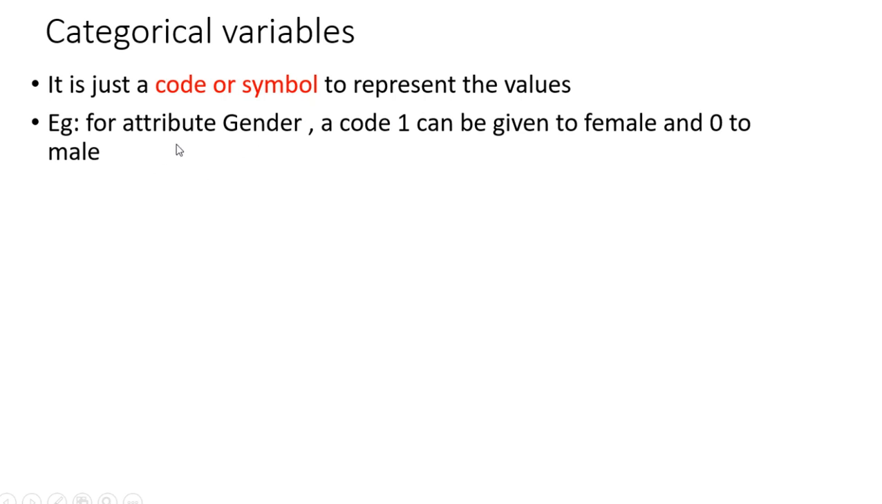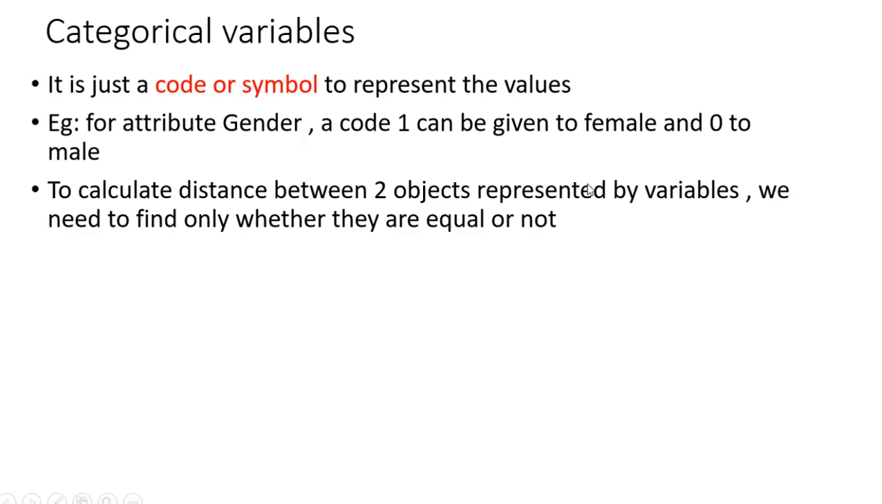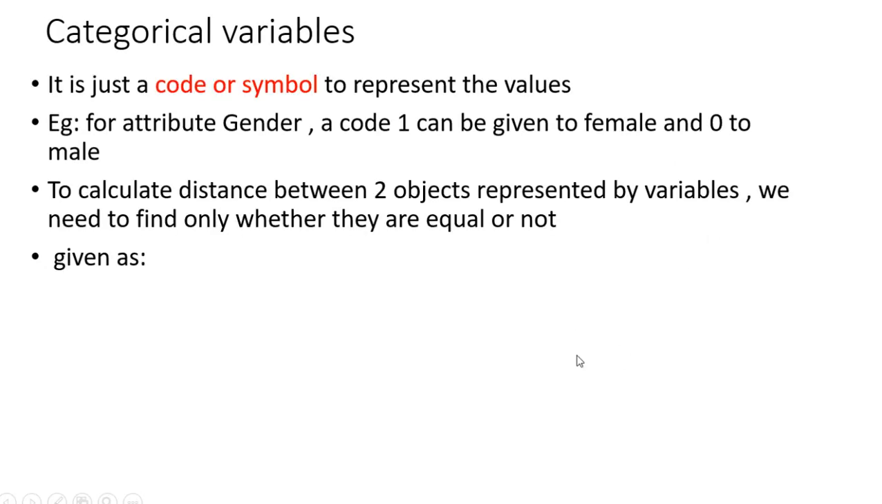For example, to represent a gender, I will say code 1 means female, code 0 means male. So how do you find the distance here? Let's say the distance is 1 if both the values are not equal. Distance is 0 if both the values are the same. So when we have categorical values, we can find the distance like this.